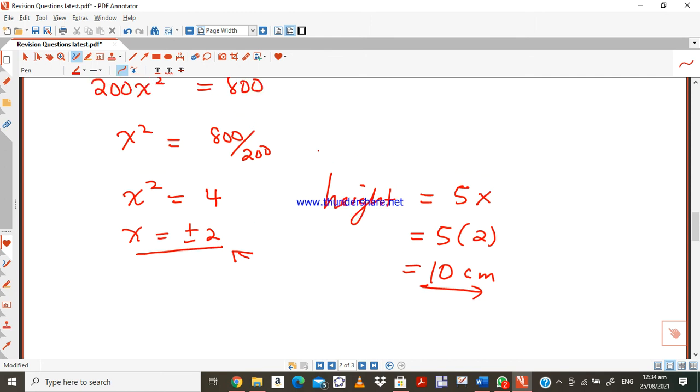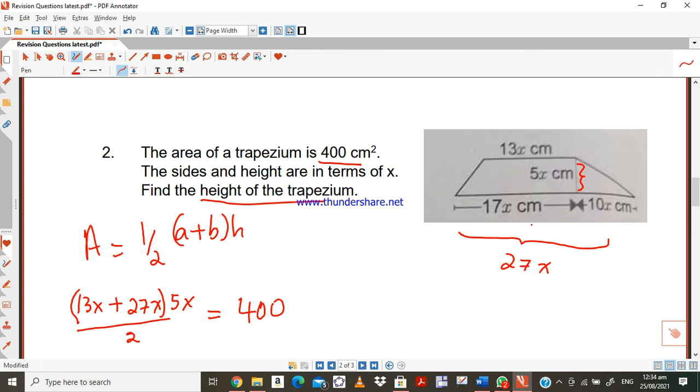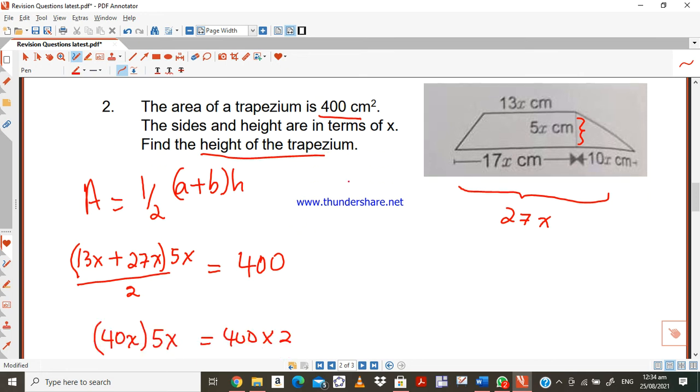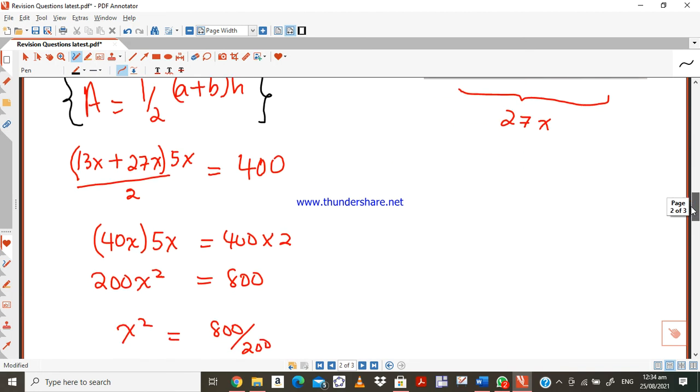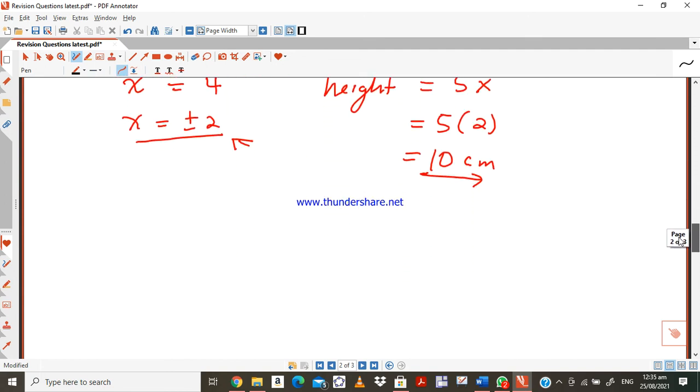So you can have a look, and then you can definitely see how I look at this particular problem. You have got the trapezium, and you have the area, and you've got distances given to you in terms of x. Use the formula to calculate the area of a trapezium, and this formula here will allow you to substitute correctly, and then you solve for x. And once you have x, you have to be smart in order to choose the right value that you are going to substitute in there, and then you find the height to be 10 centimeters.